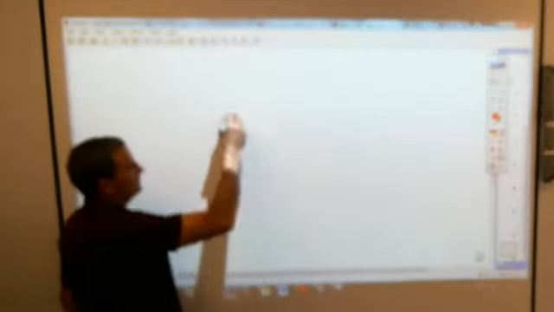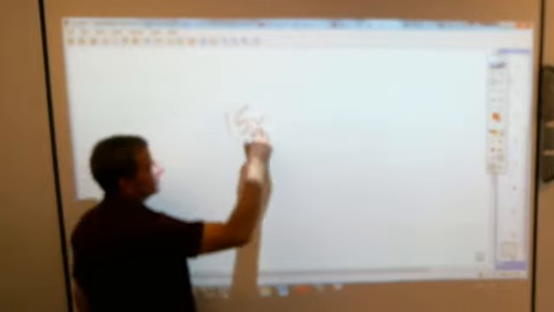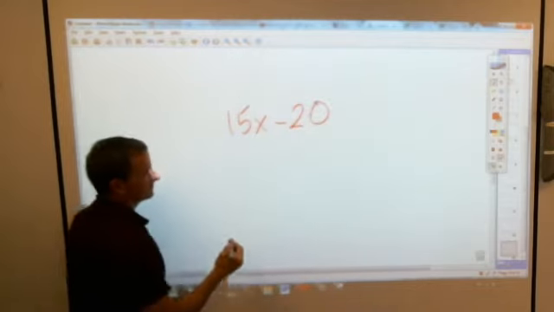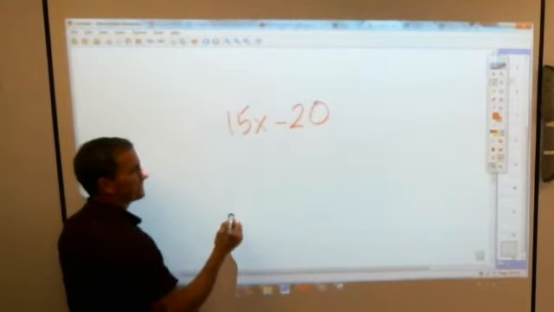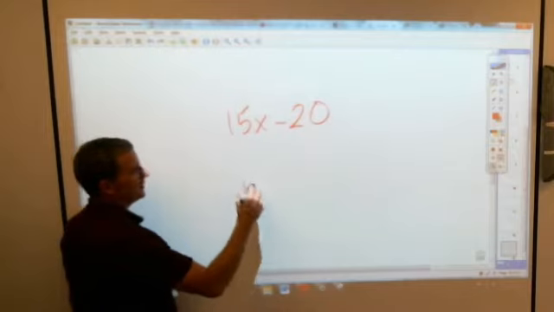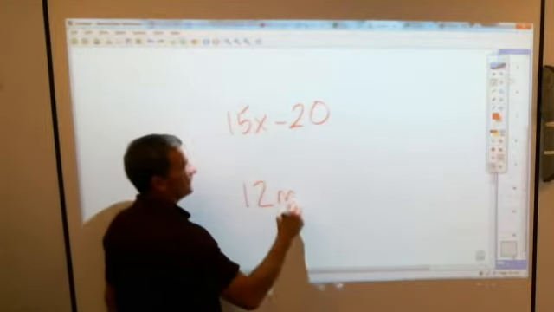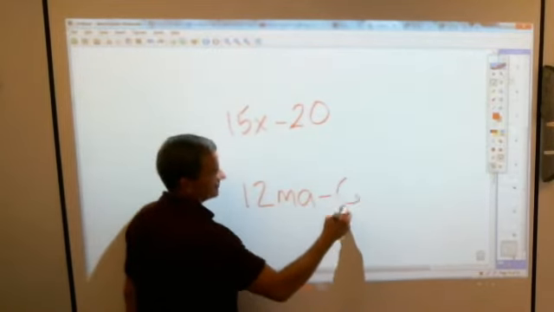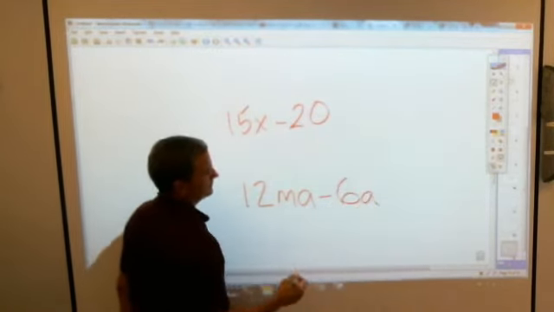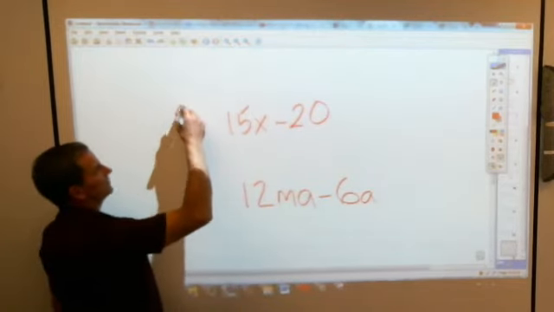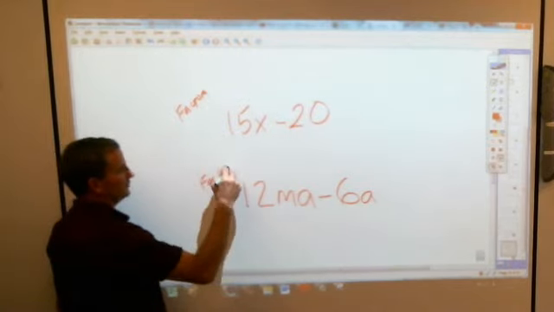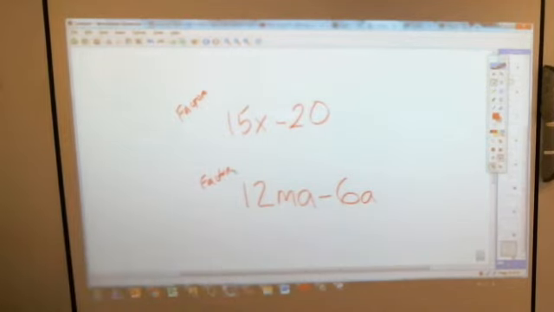Let's do a tough one. 15x minus 20. How about this? I'm going to do this one: 12ma minus 6a. And I asked you to factor. Let's see how deep we can get with this. If you were told to factor.